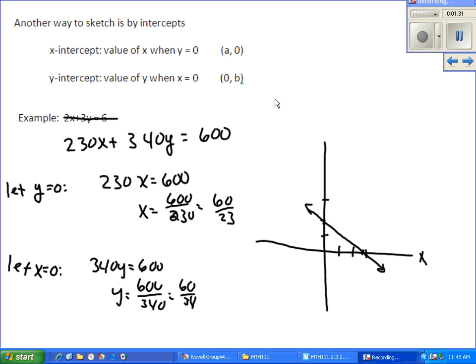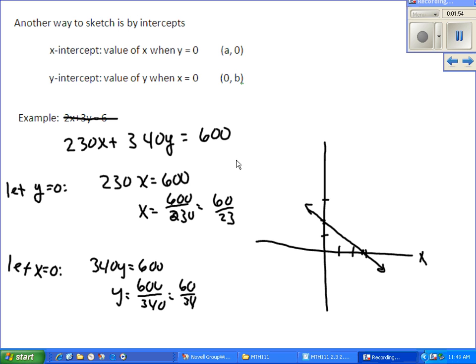Another way to sketch is by intercepts. Again, an x-intercept is the value of x when y is 0, the point (a, 0), and a y-intercept is the value of y when x is 0, the point (0, b). And I just made my example a little more complicated looking here: 23x plus 34y equals 60. This is the standard form of a linear function, which is not the useful form.